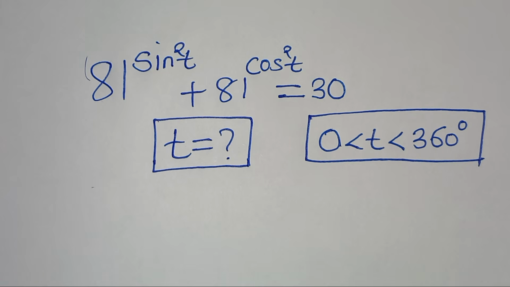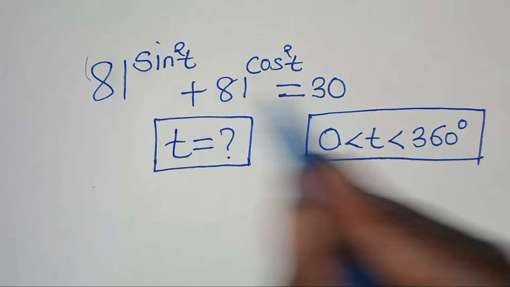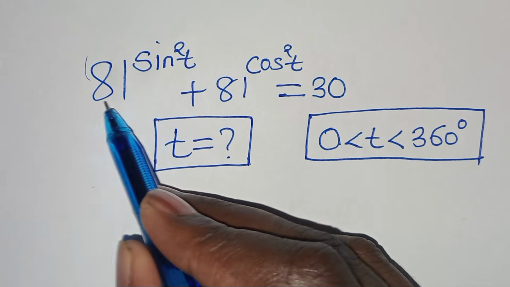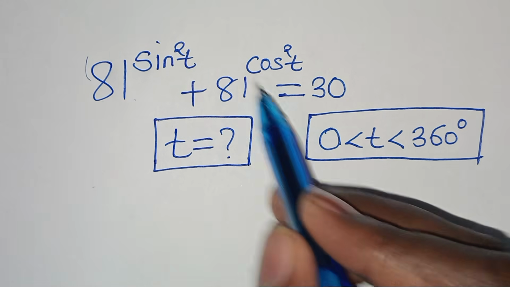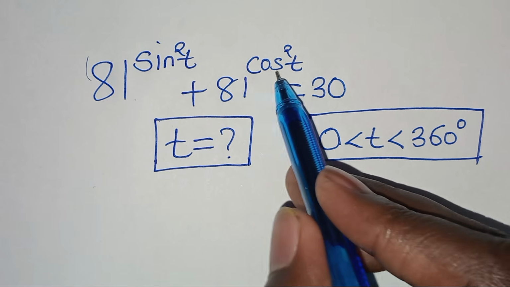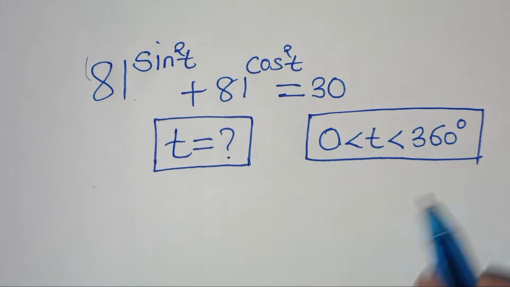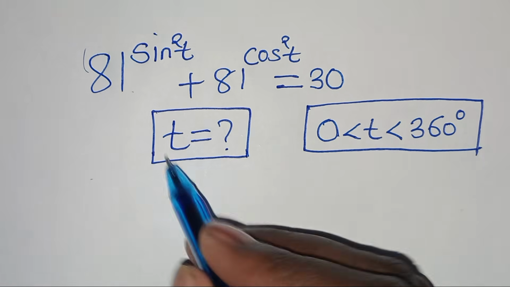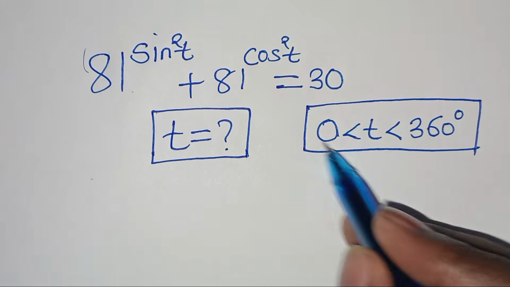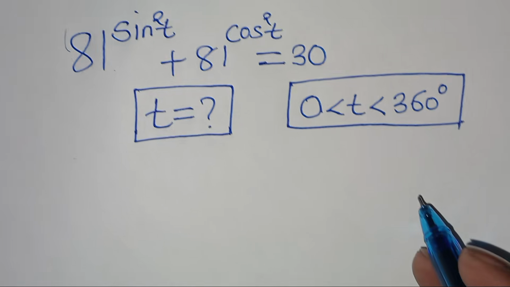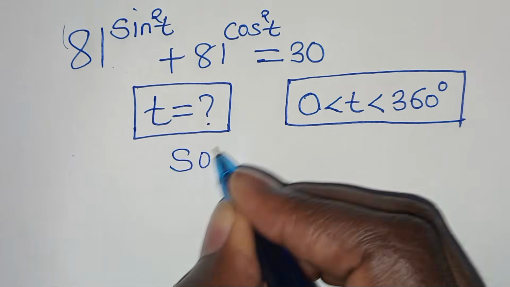Hello everyone, you're welcome to solve this nice trigonometry math problem: 81 to the power of sine squared t plus 81 raised to the power of cos squared t is equal to 30. So what is the value of t given that t ranges from 0 to 360 degrees? So let's provide a solution from here.